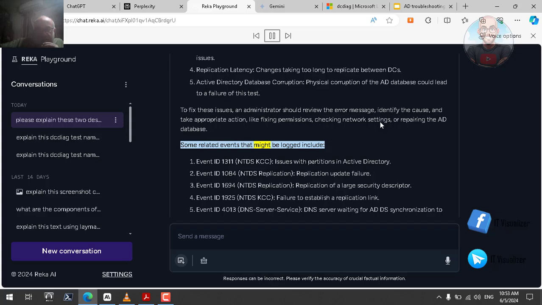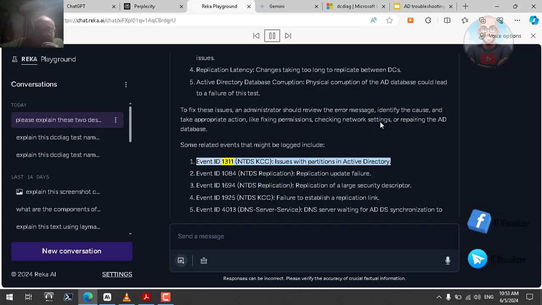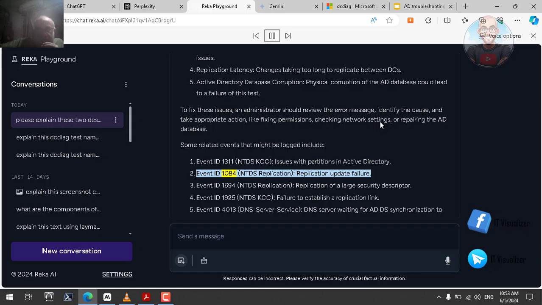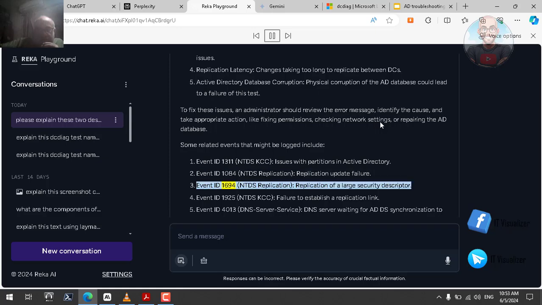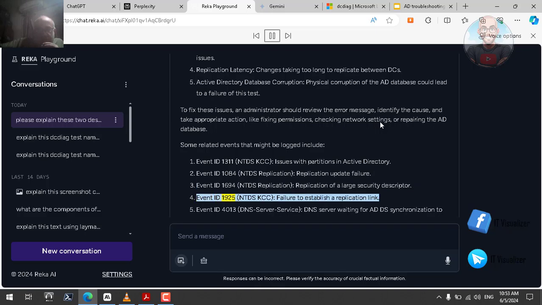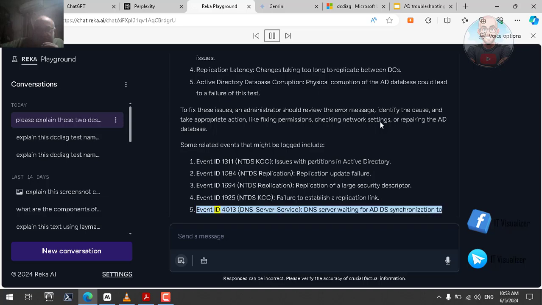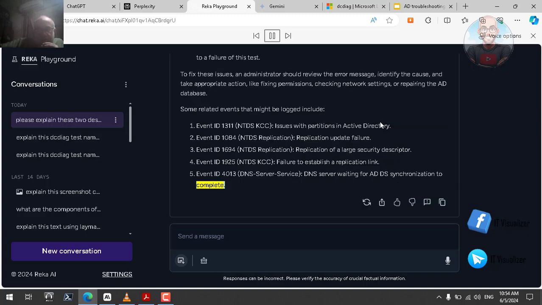Some related events that might be logged include Event ID 1311, NTDS KCC issues with partitions in Active Directory. Event ID 1084, NTDS replication update failure. Event ID 1694, NTDS replication of a large security descriptor. Event ID 1925, NTDS KCC failure to establish a replication link. Event ID 4013, DNS Server service, DNS server waiting for ADDS synchronization to complete.